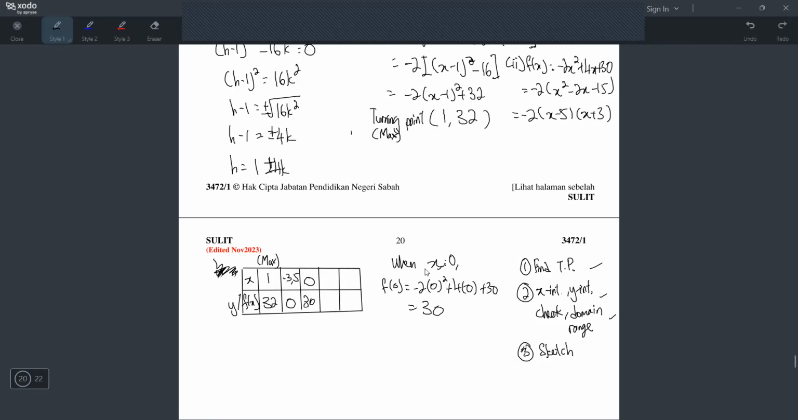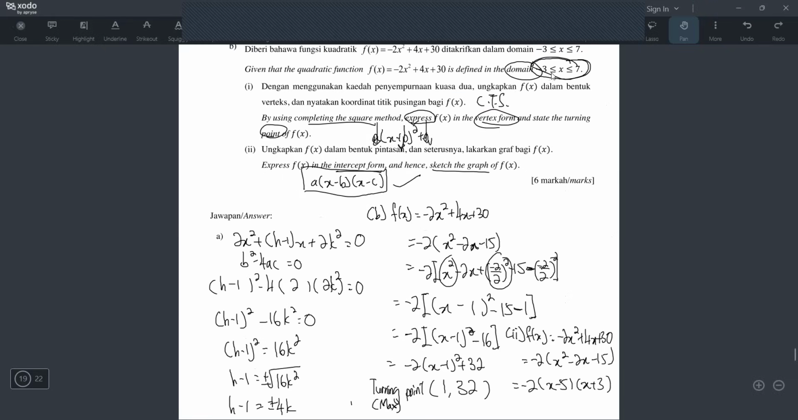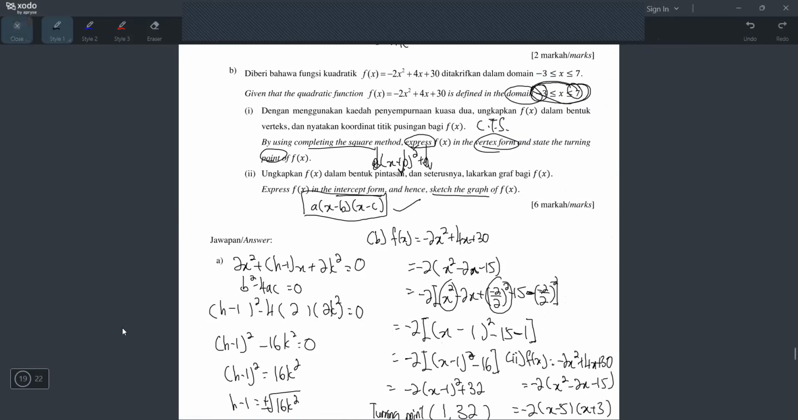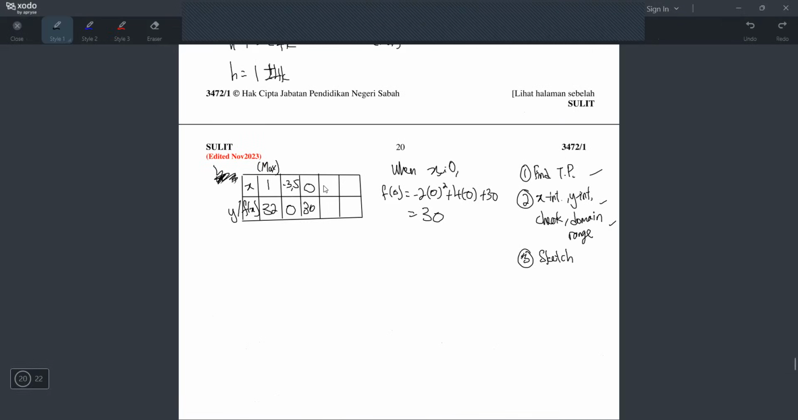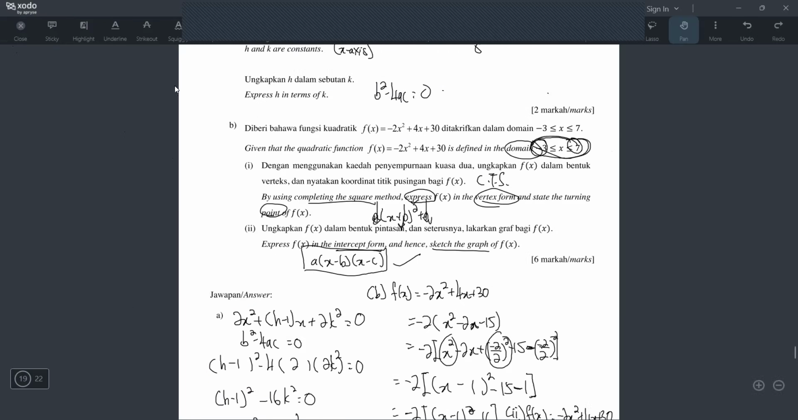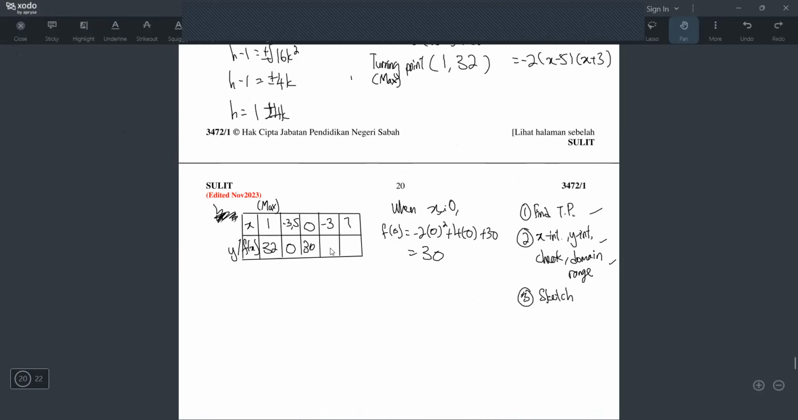And then what are the next 2 points? Remember, they give you a range. They want you to draw from -3 to 7. So this will be the starting point, and this is the ending point. So it means I have to add two more points where x is -3 and 7. But if one day the question doesn't give a range like this, then you don't have to find these 2 points. If it's given, then I have to find them.